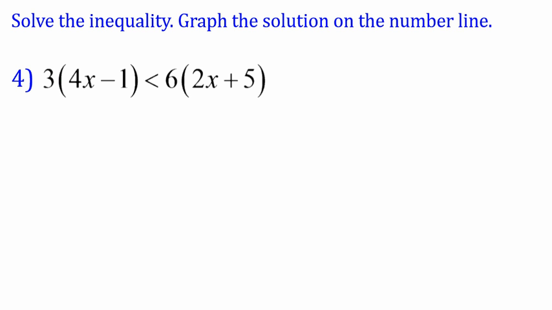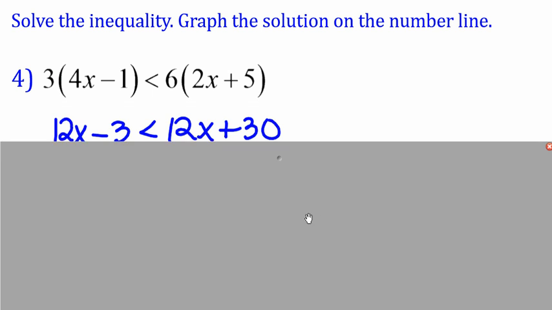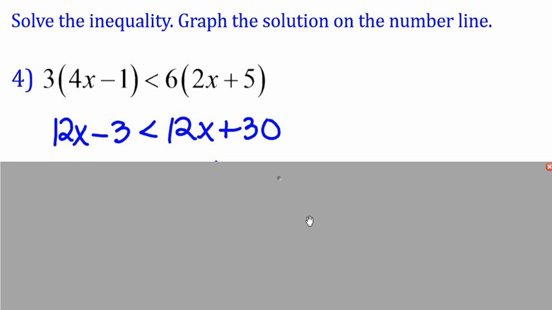Let's try this one. 3 times the quantity 4x minus 1 is less than 6 times the quantity 2x plus 5. So we have to distribute the 3 to the 4x and the negative 1, and the 6 to the 2x and the 5. That means we have 12x minus 3 is less than 12x plus 30.